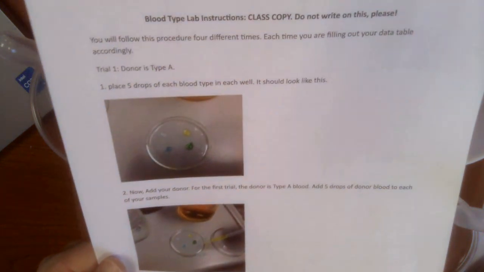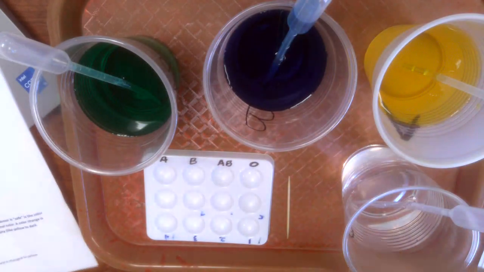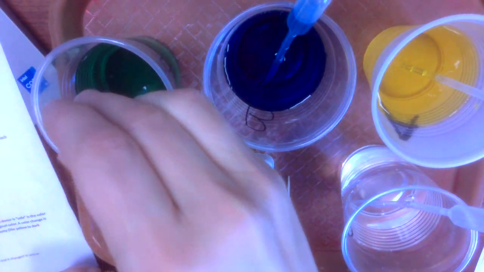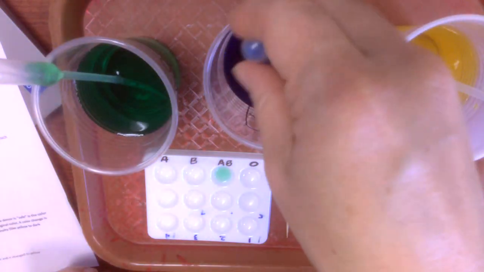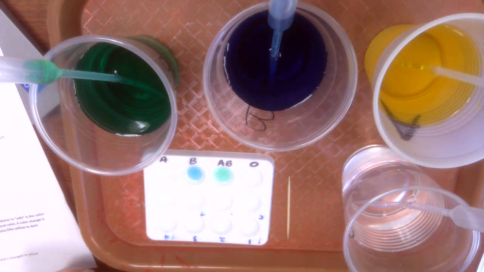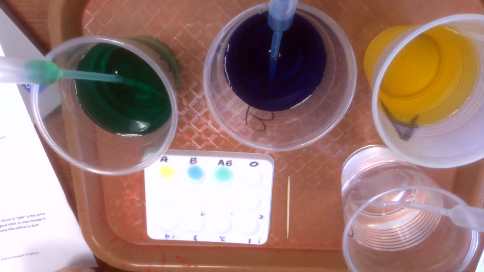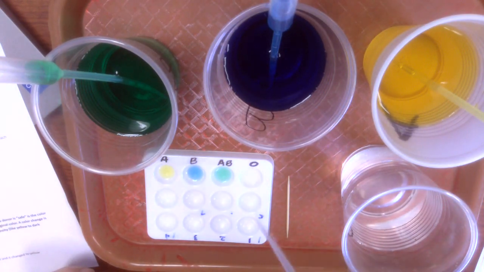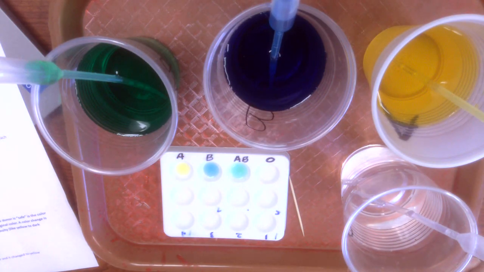So the directions say, first I'm going to place 5 drops of each blood type in each well. It should look like this. I'm going to take 5 drops of AB, 1, 2, 3, 4, 5. 5 drops of B, 1, 2, 3, 4, 5, not contaminating, and then 5 drops of O. So there, here are my original colors. On my data table, my original colors are always going to be the same for every trial.